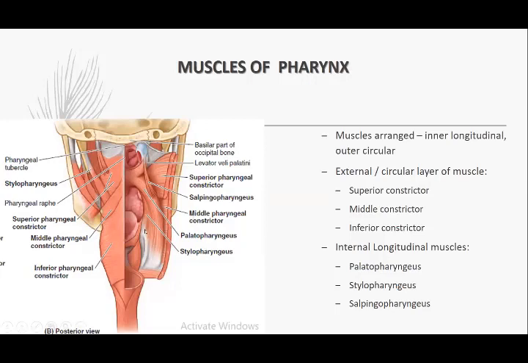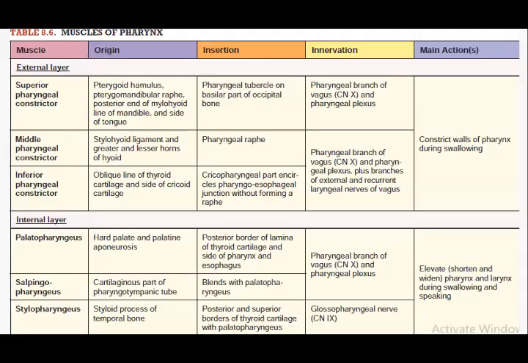Then comes the inner layer of muscle. The inner layer of muscle, this is the palatopharyngeus, ये वाला, going from the palate to the pharynx. Stylopharyngeus, ये. Palatopharyngeus, stylopharyngeus, and ये बारीक सा जो है ना, salpingopharyngeus. So salpingopharyngeus, palatopharyngeus, and stylopharyngeus. These are the muscles on the inside, and they are the longitudinal muscles. Okay.